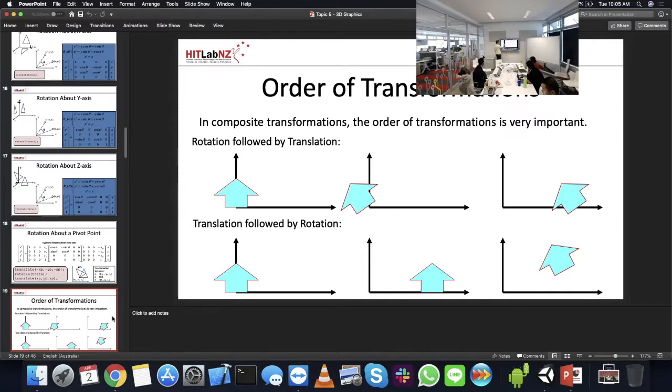But the difference is if we do the rotation first, because this is sitting on the origin, the rotation will happen around that point, and then the translation will be from that point.